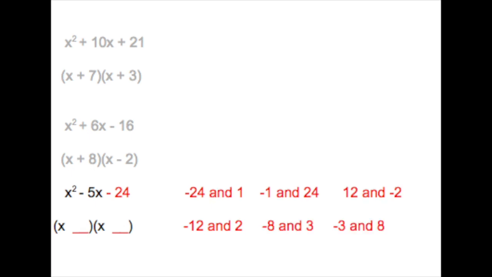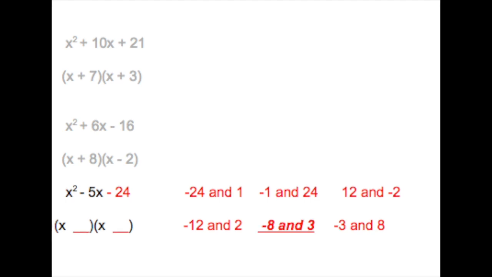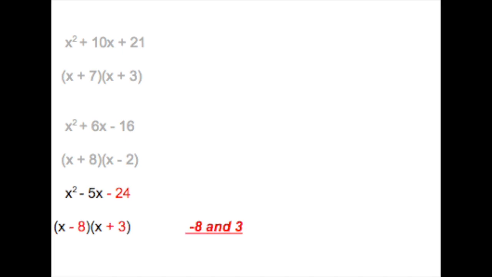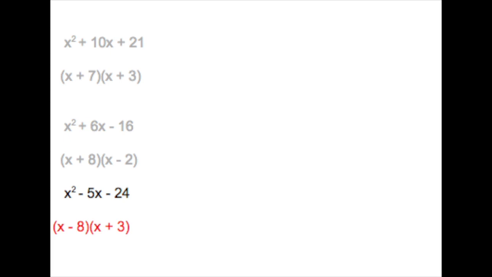Negative 8 and 3, and negative 3 and 8. Here we can see that negative 8 and 3 will be the options that multiply to get negative 24 and add to get negative 5. So these become the second terms in our factors. Again, it's important to recognize the sign. Negative 8 has to be put in as minus 8, and 3 has to be put in as plus 3. So we have our factors, x minus 8 and x plus 3.